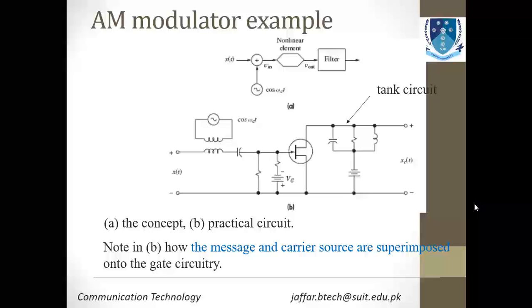So this is an example for the amplitude modulation modulator, and how this modulator actually works. You can see that this is your actual X of t, and this is your carrier, and this is the input that you have generated after the modulation. And at the receiving end, you can see that this is the tank circuit which I was talking about.